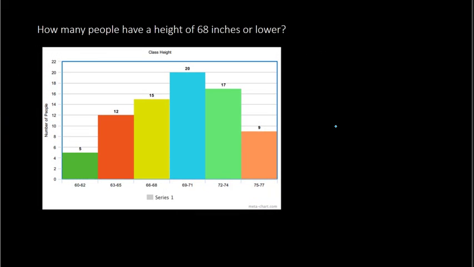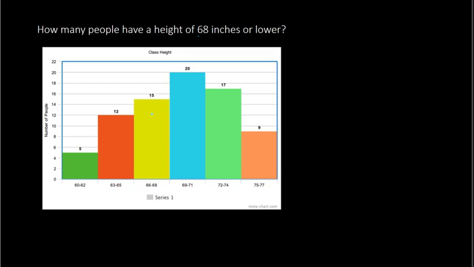So if you were given this histogram and pretend that the numbers are not written on the top and you had to answer the question above, how many people have a height of 68 inches or lower? Well, looking at the histogram, 68 inches would be this yellow bar, which was 66 to 68. And then everything to the left of that would also be lower than 68. So I'm looking at the yellow, this orangish bar, then here we have the darker green. All 3 of these have a height of 68 inches or lower.